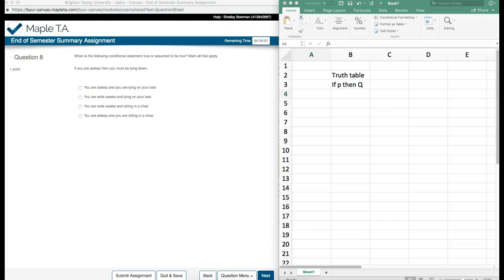Maple TA end of semester summary assignment question number 8. When is the following conditional statement true or assumed to be true? Mark all that apply. If you are asleep, then you must be lying down.